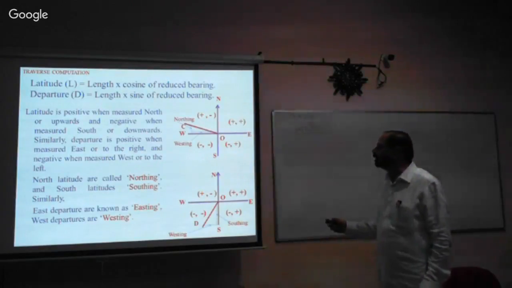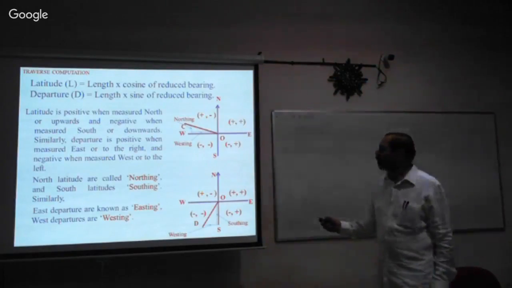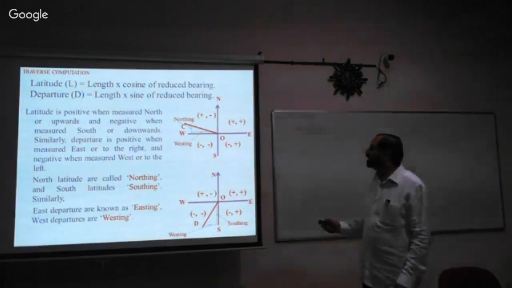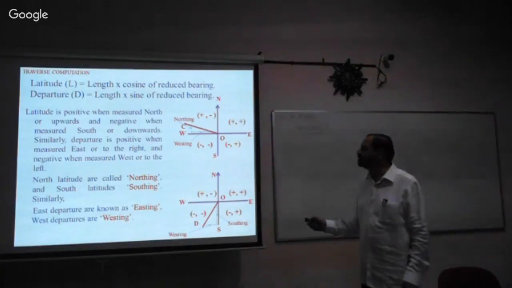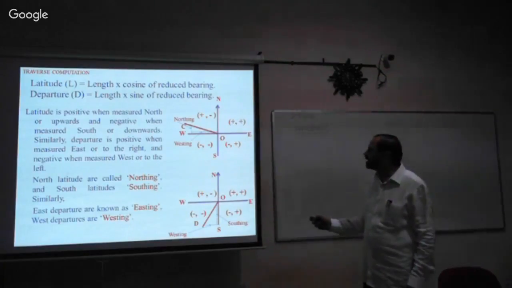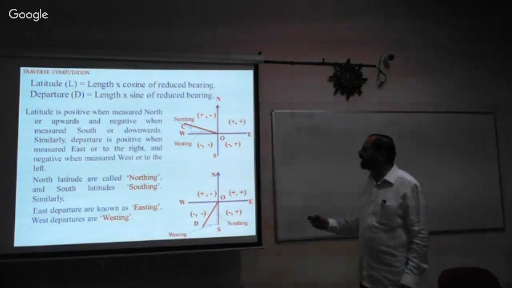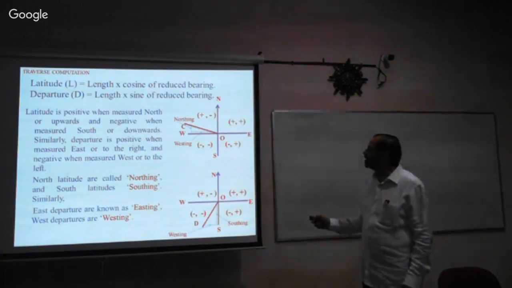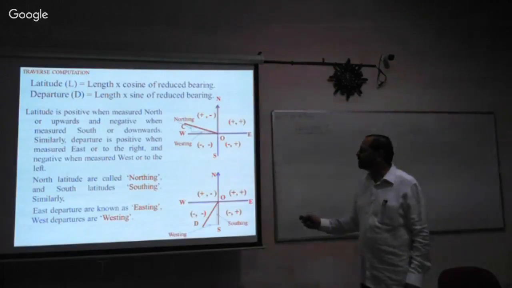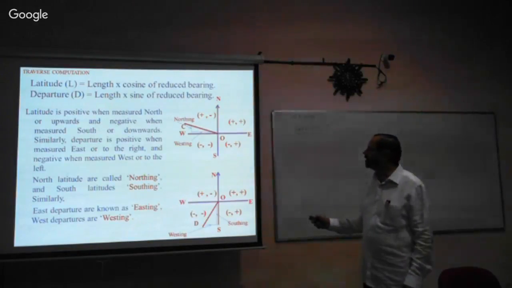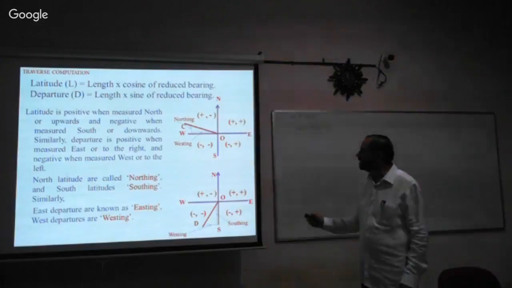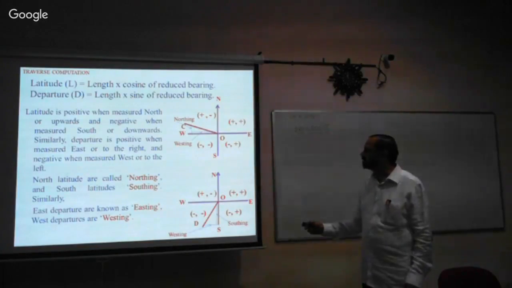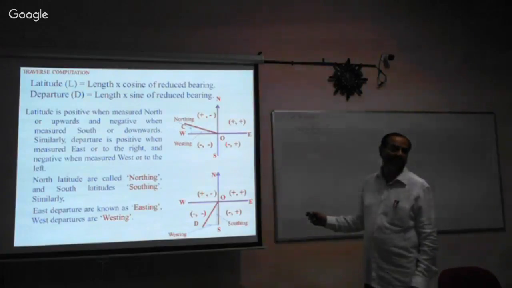Similarly, consider another example of a survey line, where the progress of the survey line is from O to C. When going from O to C, the latitude of this survey line OC is measured along the north direction. Therefore, this becomes northing, and that is positive. And similarly, this is the departure of the survey line OC, which is leftward, therefore this becomes westing. This is measured in the leftward or westward direction, therefore this becomes negative.